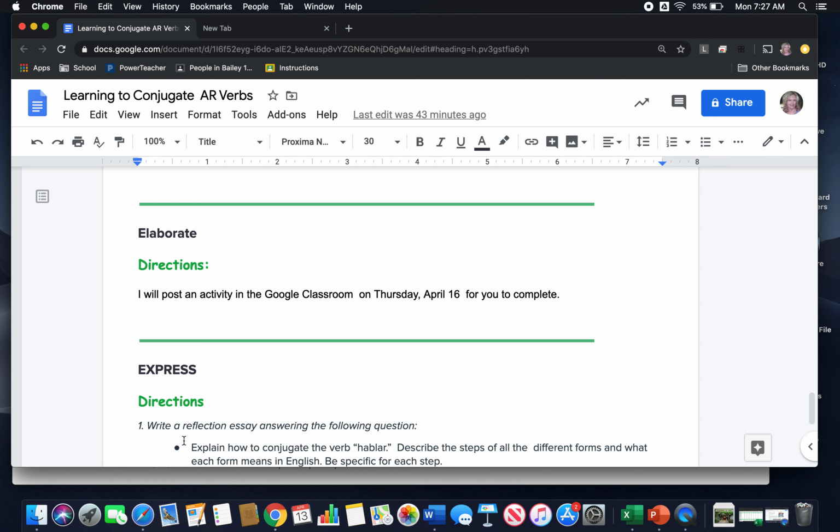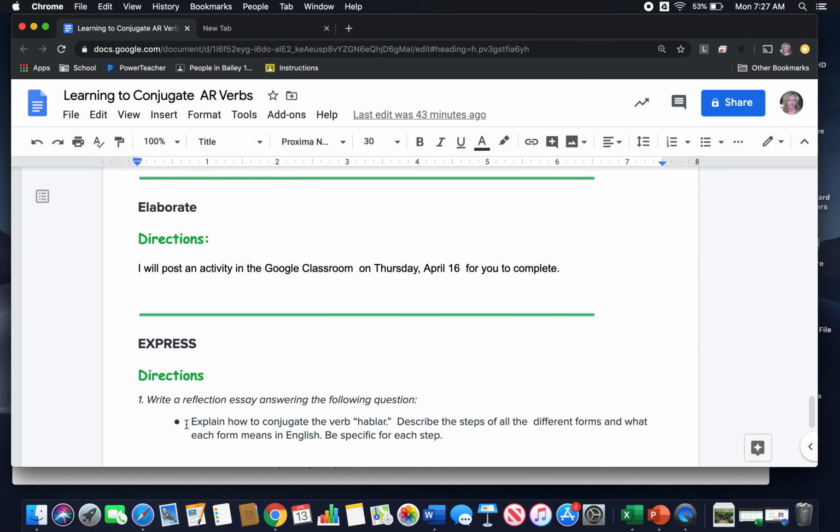Finally, express. It says, write a reflection essay. Actually, I don't need you to write a reflection essay. I just want you to explain how to conjugate the verb hablar. Give me step-by-step instructions on how to conjugate each form of the verb hablar. That's the lesson.